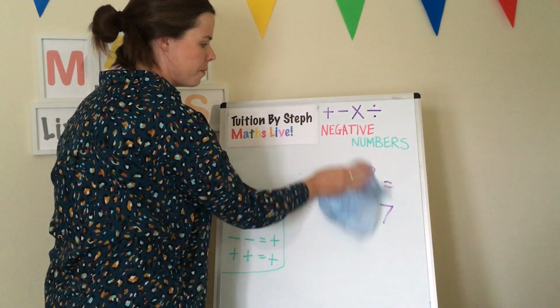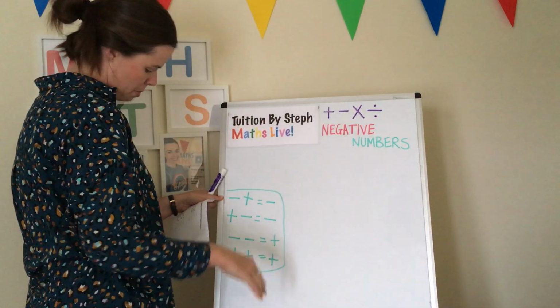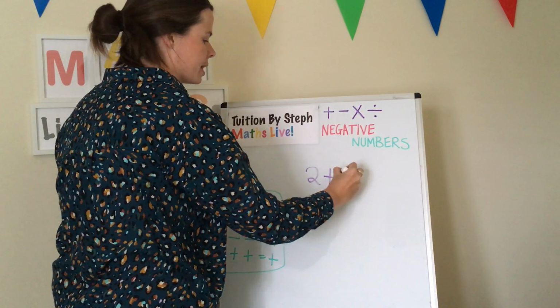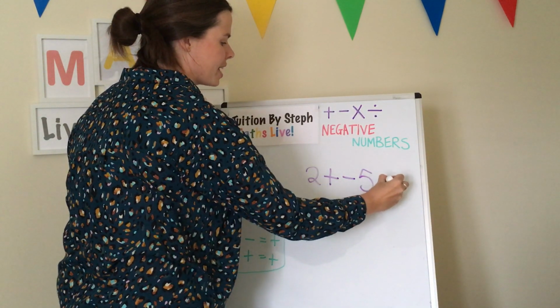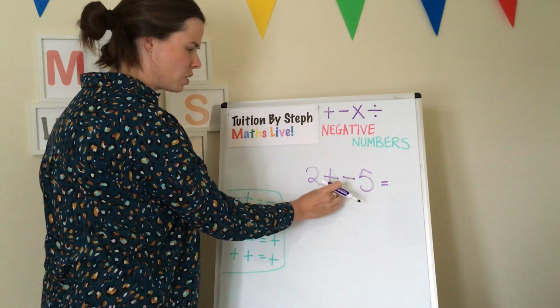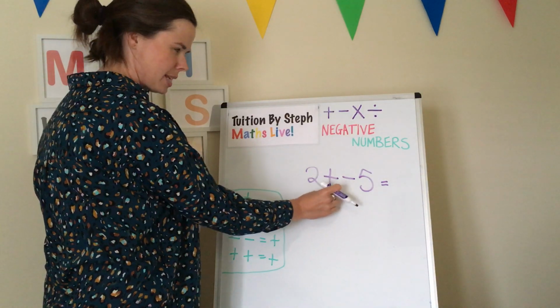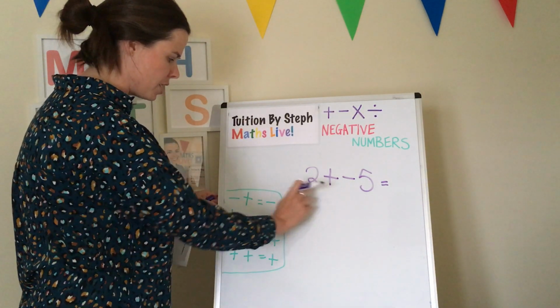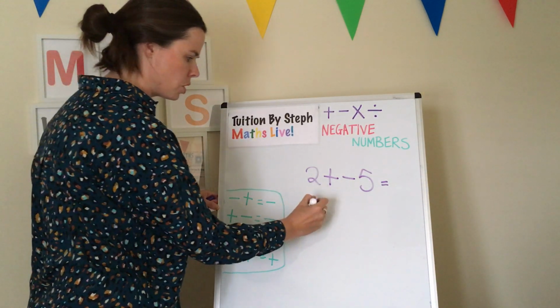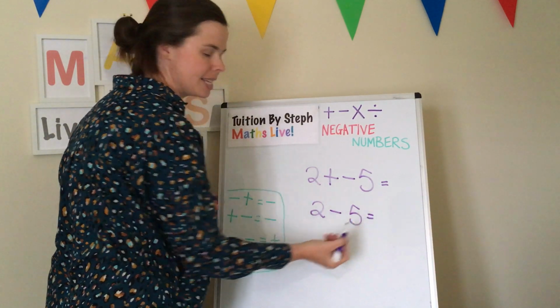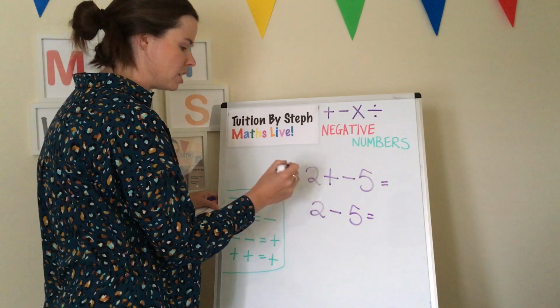I'll show you another one. We might have 2 plus -5, and again it's like, oh, they've got a positive and a negative. This is a positive number, and we're adding a negative number. Right, these two don't match. So we're going to change it so it is just one symbol and it is a negative. So it is 2 take away 5.